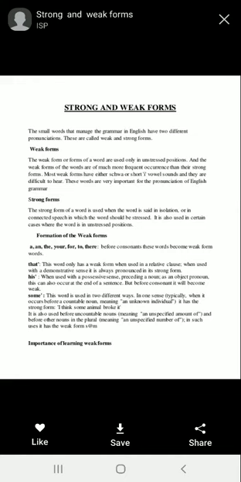Let me tell you again. See, a and the, your, for, to, their become weak when they come before consonants. When these words come before consonants, they become the weaker form. Okay, again I will repeat. A and the, your, for, to, their become weak when they come before the consonants.